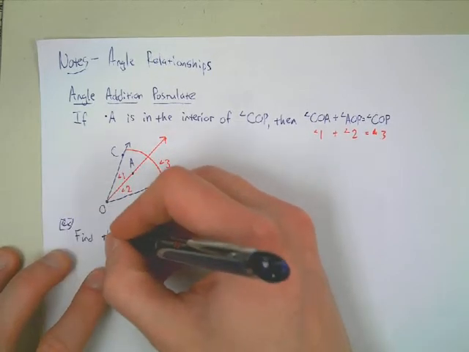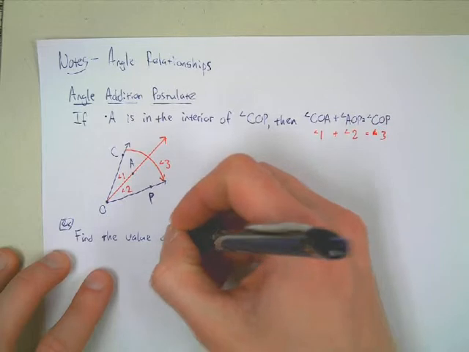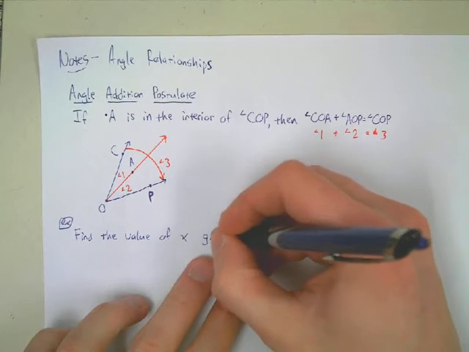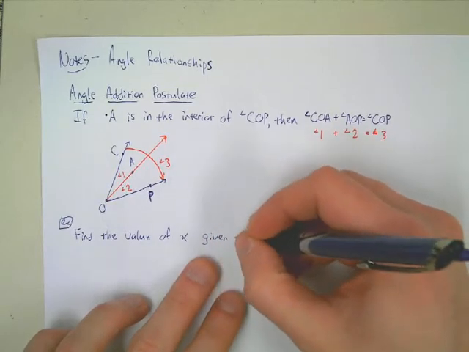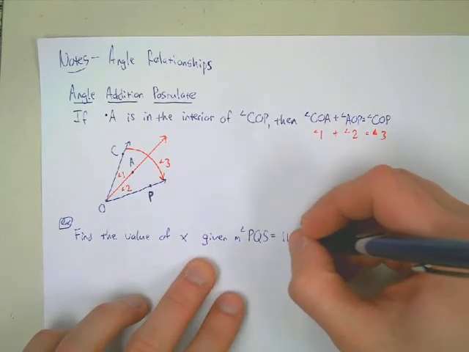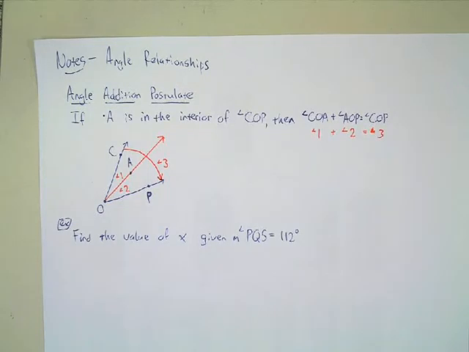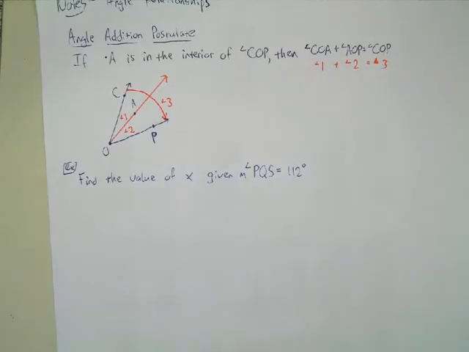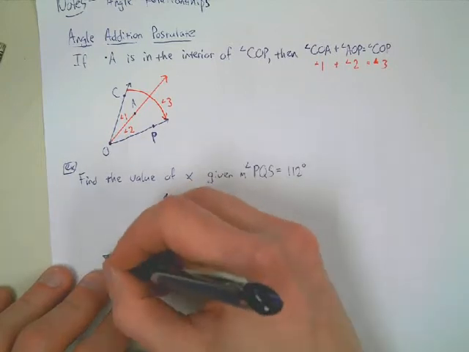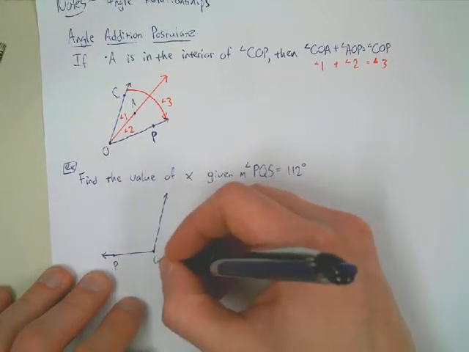Find the value of x, given the measure of angle PQS is equal to 112 degrees. And we'll do 2 of these here. All right, so we're going to find the value of x given that the measure of angle PQS is 112 degrees. So I'll just draw a little picture here. We'll draw angle P, Q, and S.